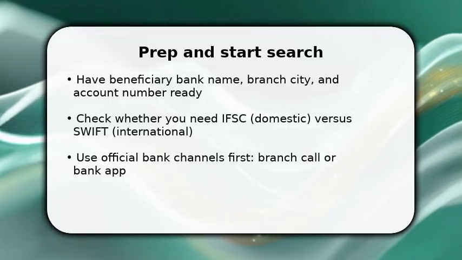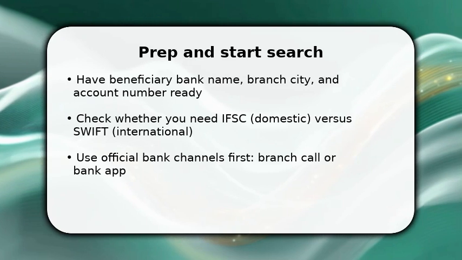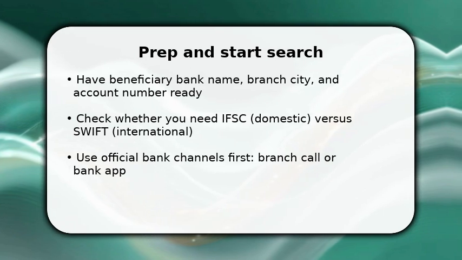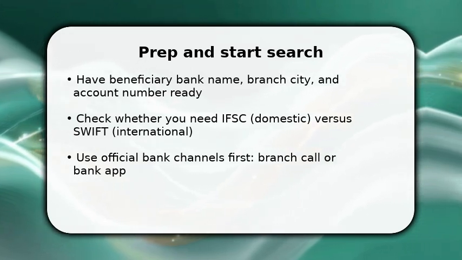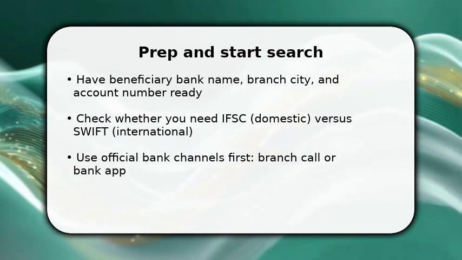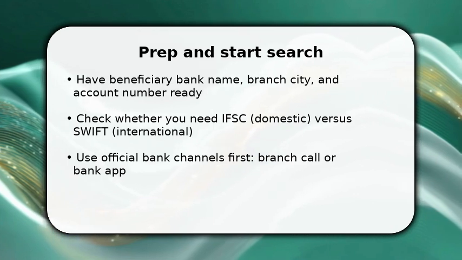You start by gathering the essentials: the Punjab National Bank branch city, exact branch name, and the beneficiary account number. Once done, decide if you truly need a Swift code for international transfers versus IFSC for local rails. The two are not interchangeable.